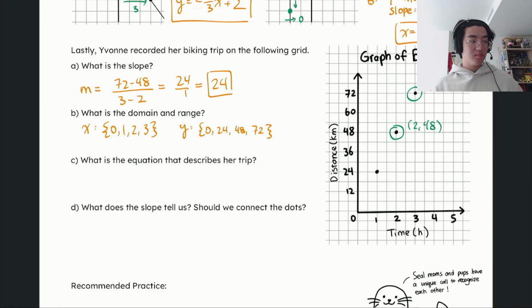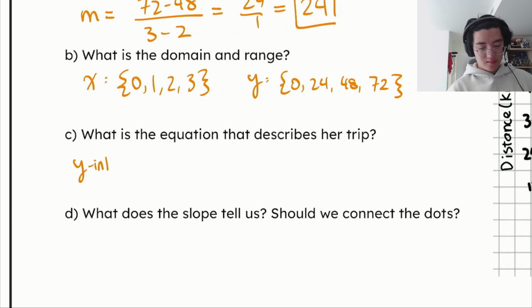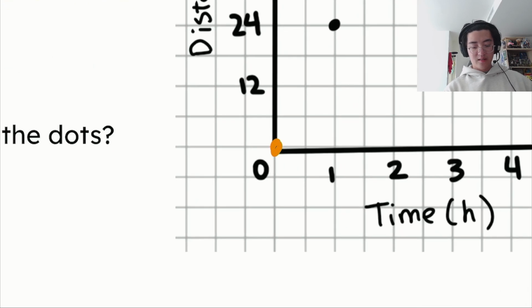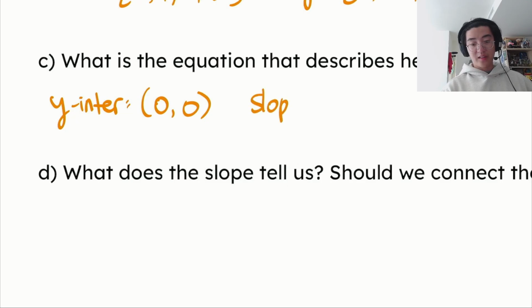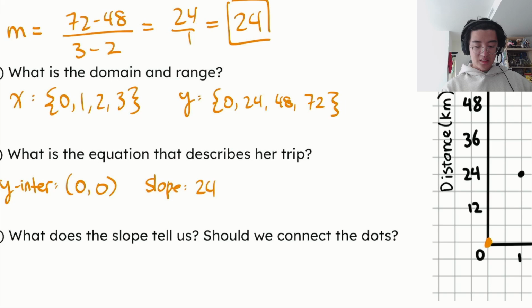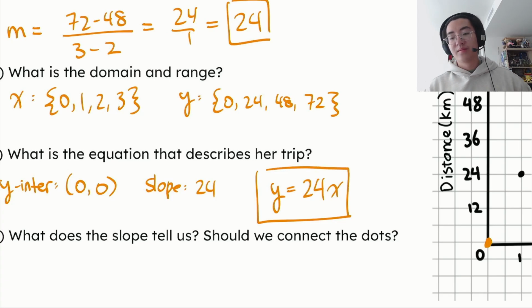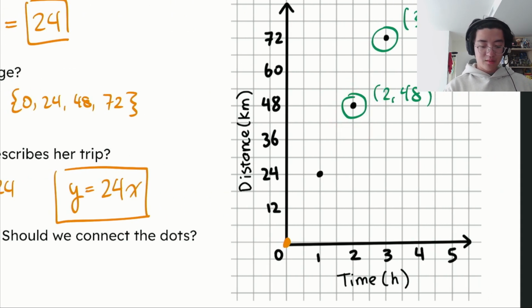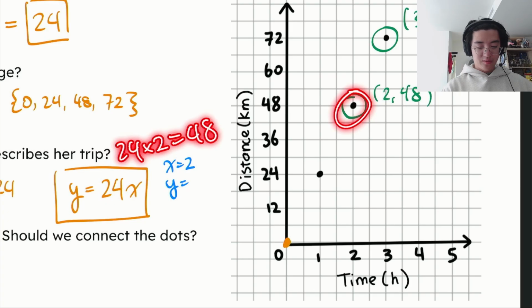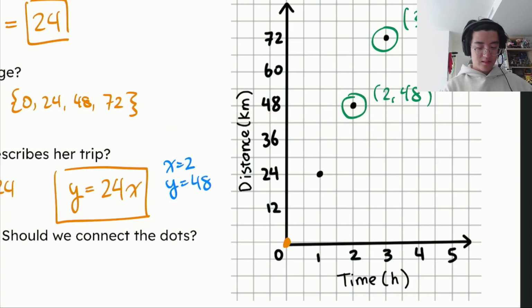Okay, just like that. So let's describe our trip. Where's the y-intercept? We know that she starts here, so the y value where it touches the y-axis is 0. Which makes sense because at 0 time, you're at 0 distance. And the slope we know from earlier is 24, as calculated above. So our equation is 24x plus 0, which is the y-intercept, so we don't have to write it out. And we can actually double check this. Let's take this point here. If x is 2, what's y? If x is 2, y is just 24 times 2, which is 48. So that's our equation. Just a little double check.